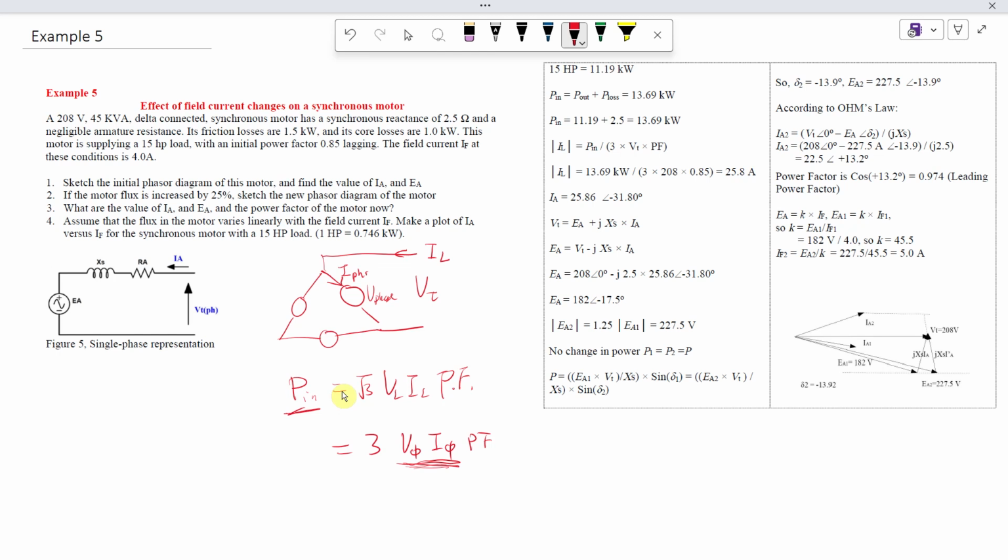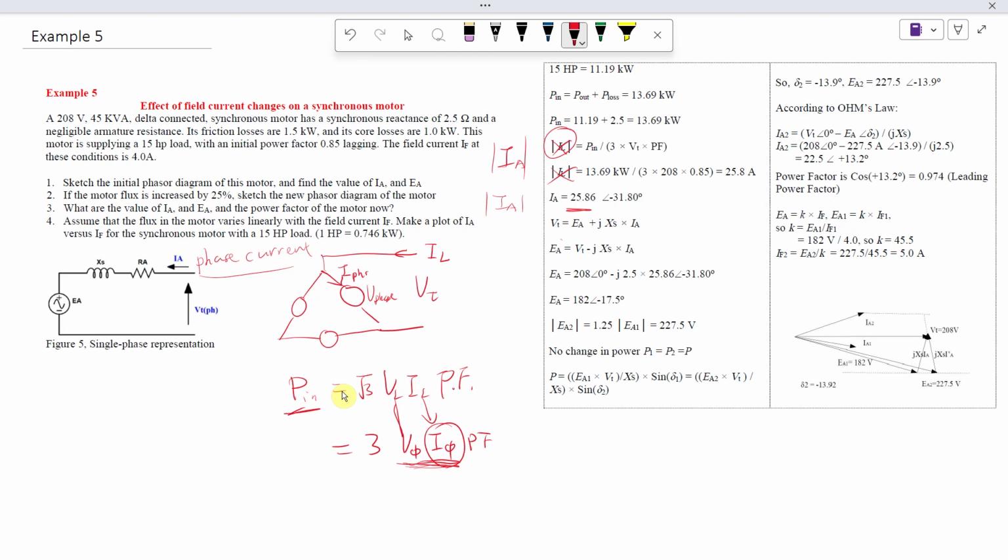So this is the same. This is not. What you actually calculate here is not IL, it is IA. IA is the phase current. So the calculation is all good. You can see that here, it's just a typo. And after that, everything is all good.